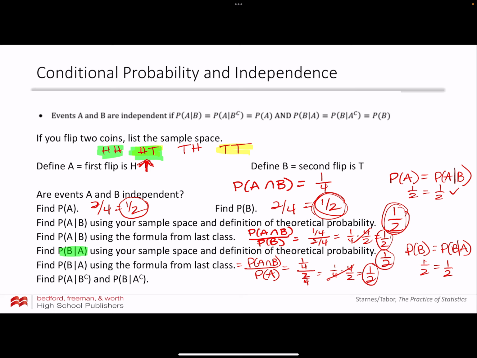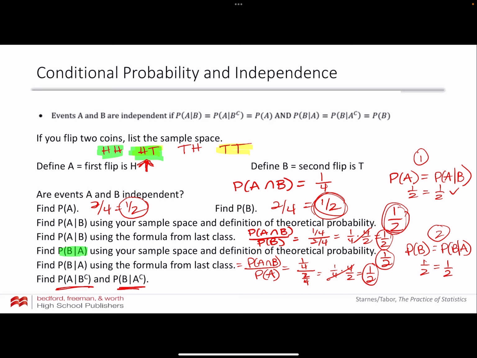So remember, we said there's basically 4 things that need to be true. Here's one thing that needs to be true. Here's the second thing that needs to be true. The third thing that needs to be true is that A given B complement has to be equal to the probability of A, and B given A complement has to be equal to the probability of B.